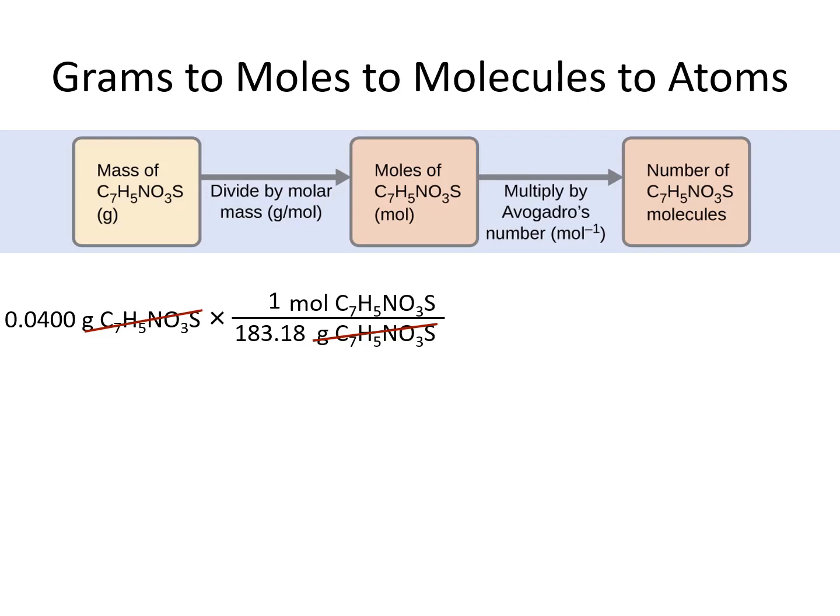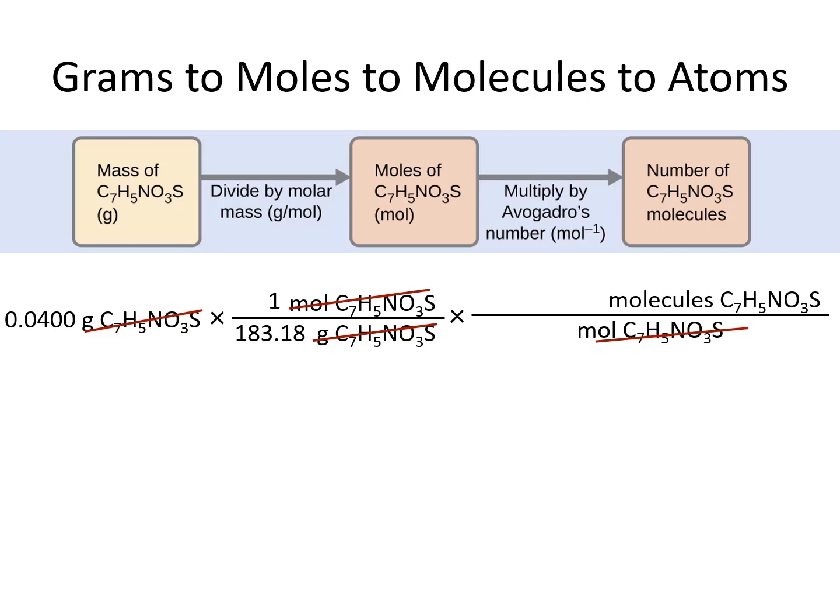We can add on a second conversion factor, which will have moles on the bottom to cancel out with moles in the top of our first conversion factor, and it will have molecules on top, since that will be the answer to the first part of the question. We fill in Avogadro's number next to molecules and 1 next to moles. That tells us we are doing 0.0400 divided by 183.18, then times 6.022 times 10 to the 23, so we come out with 1.31 times 10 to the 20 molecules of saccharin.